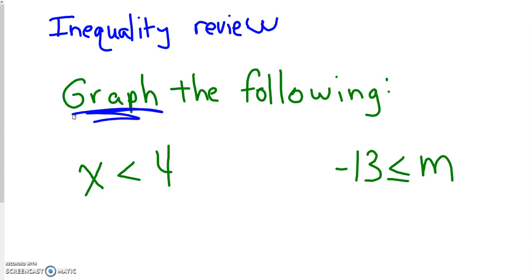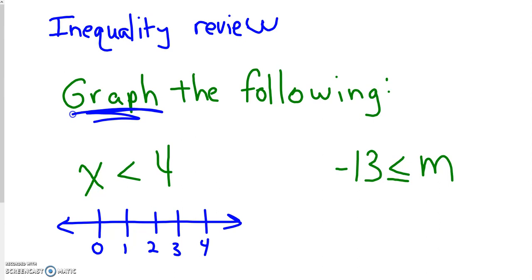Well, anything smaller than 4, 3, 2, 1, -5, 0.4, all those are smaller than 4. So instead of writing a whole list, we make a number line, put some numbers on there. Maybe I'm going to put 0, 1, 2, 3, 4. And I want the numbers that are smaller than 4. So I put an open dot on 4.